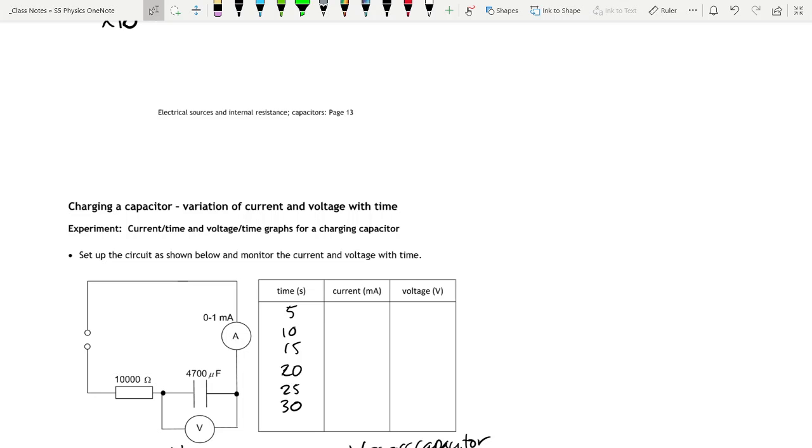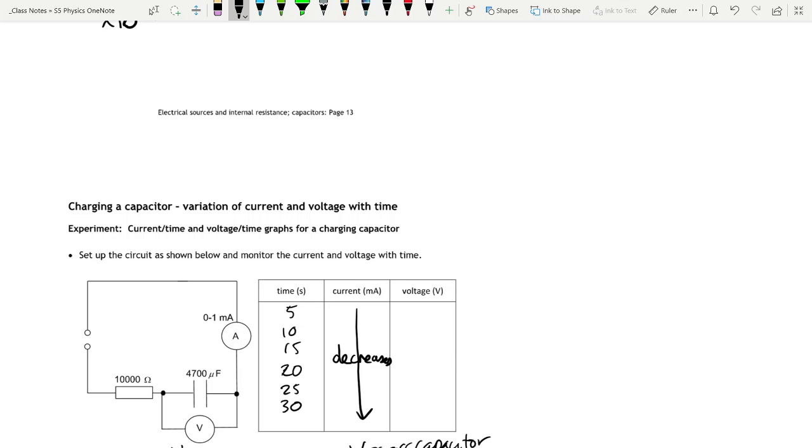Now, bear in mind what I just said. When we've got a capacitor in a circuit, the charge starts to build up on the capacitor, which takes charge away from the circuit itself. So the current in the circuit would, over time, start to decrease because there's more and more charge built up on the capacitor and less charge in the circuit, and we're measuring the current in the circuit.